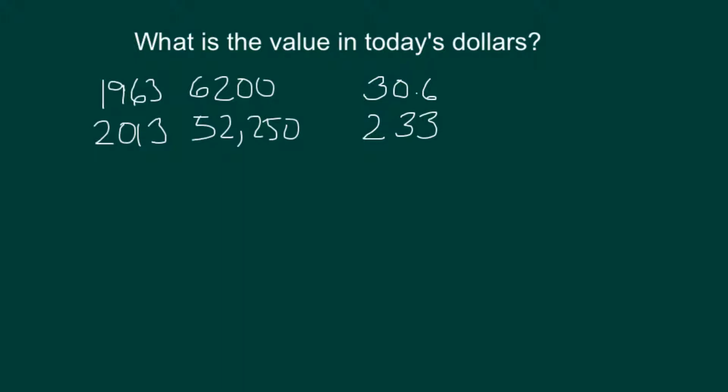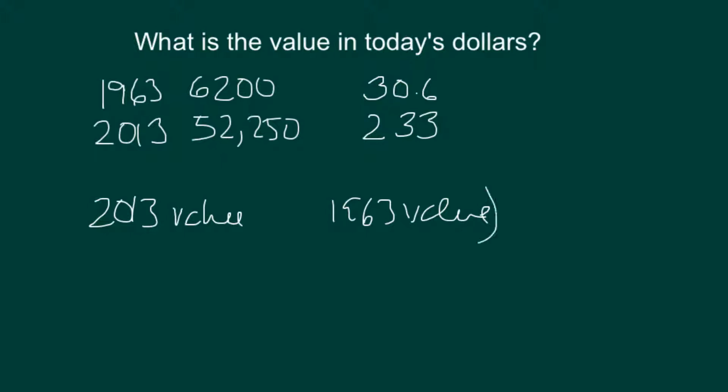Well, let's think about what we're trying to do. We're trying to make the 6,200, which is in 1963 dollars, be in 2013 dollars so I can do an apples to apples comparison. So what I want is the 2013 value. What I have is the 1963 value. So I need to do something to convert 1963 to 2013. All right, so when we think about the fact that this is in 1963 dollars, I kind of want to think about it as dividing out the 1963 dollars to remove the 1963 dollars.